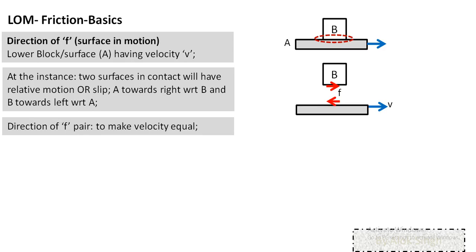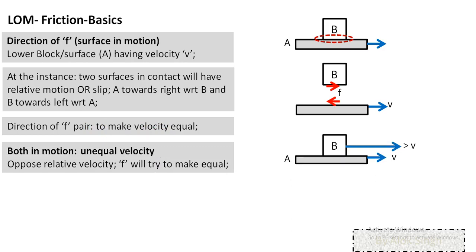So one way to find the direction of the friction pair is that it is opposite to the relative velocity. Or the other way to find the direction of the friction force pair is in terms of what should be the direction to make the velocity equal. This has zero velocity, this has velocity v. So here the friction force will try to speed up block B, which has lesser velocity, and it will try to slow down block A, which has higher velocity. This will be towards right and this will be towards left. What is the direction of the friction force pair? To make velocity equal.